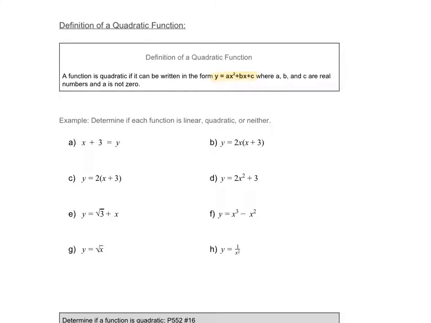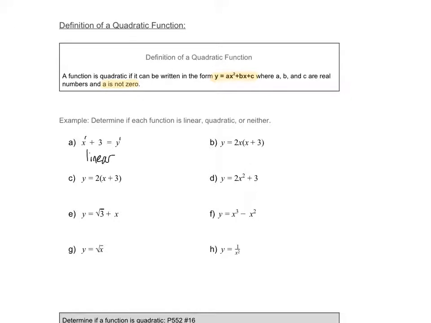c, where a, b, and c are real numbers, and it's important that a is not 0, because if that first coefficient is 0, then we don't have the squared term, so it's no longer a quadratic function. So in each of these examples, what we're really going to be looking for is what's the highest power that I have on my x and y, and is there anything funny going on that doesn't make it look like it's of this form. So on our first one, this is linear because the powers for both x and y are both 1.